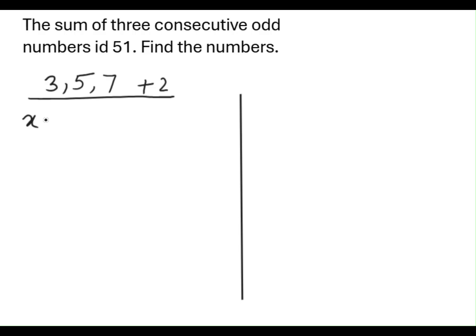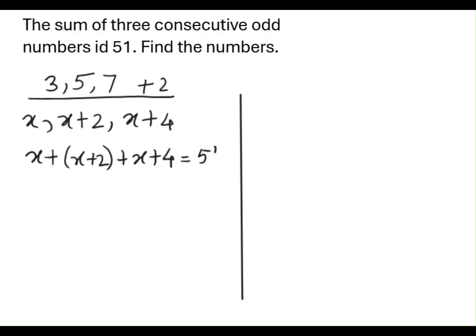Okay, so if this is the example, if I have a number that is unknown, then I will take it as x. The next consecutive odd number will be x plus 2. The next consecutive odd number will be x plus 4. So these will be the three consecutive unknown odd numbers, and the sum of these is 51. So if we add them up, x plus (x plus 2) plus (x plus 4) is equal to 51. Now we can open up the brackets. Nothing will happen because there is just a plus sign outside the bracket.